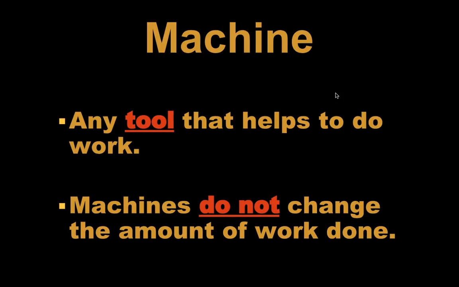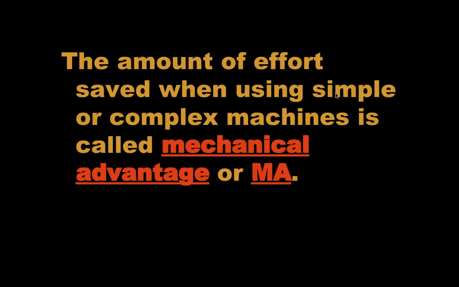However, machines, and the ones we're going to talk about as far as simple machines, they kind of make work easier, but they don't. The amount of work is the same. But what happens is we don't have to apply as much force with simple machines. The trade-off is greater distance, and we'll talk more about that later. The amount of effort saved when using simple or complex machines is called the mechanical advantage, or the MA.